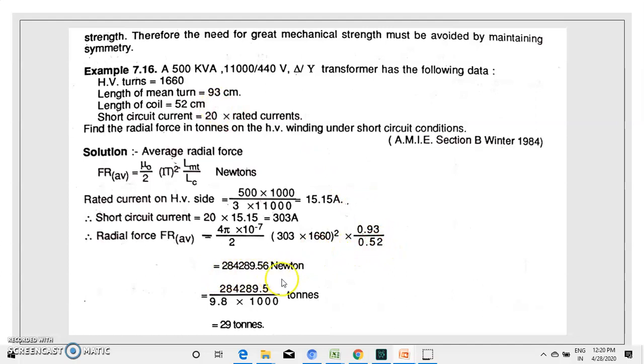You will get the value in Newton, that is the radial force in Newton, but we have to calculate the radial force in tons. To calculate in tons, just convert Newton into kg and then into tons. It is very easy, just divide by the gravitational acceleration, 9.8, and by 1000 to convert into tons, so it will become 29 tons. It is a simple calculation, just putting in the values as we have the formulation.